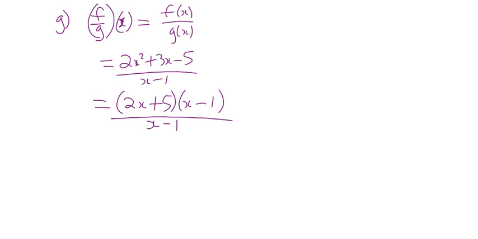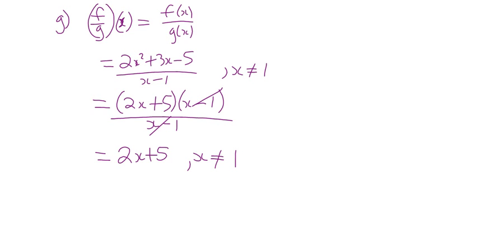And what do we need to say? Well, x is not equal to 1. So x cannot be equal to 1. So this is simply equal to 2x plus 5, with the proviso that x is not equal to 1. It's a condition. Okay.